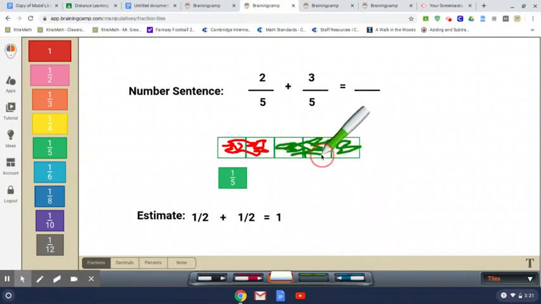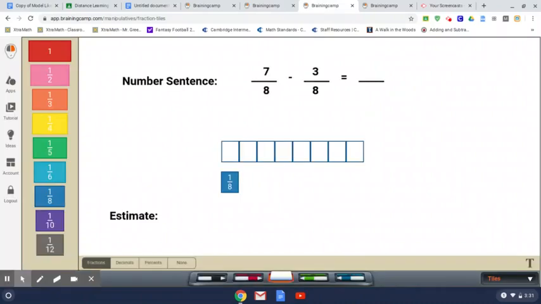Okay, so I've got 3 parts shaded here and 2 parts shaded there. For 1, 2, 3, 4, 5 parts, I have 5 fifths, or 5 out of 5 parts total. So 2/5 plus 3/5 is 5/5, or I equal that out, 1 whole object. If I look at subtraction, I'm going to do subtraction very similarly.